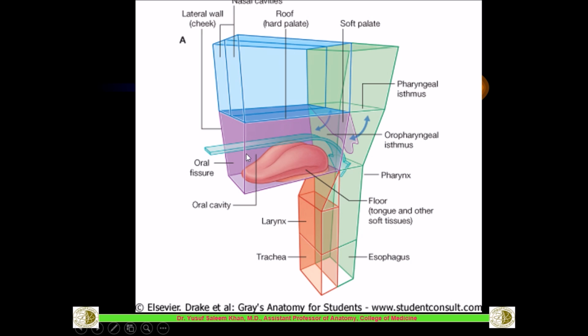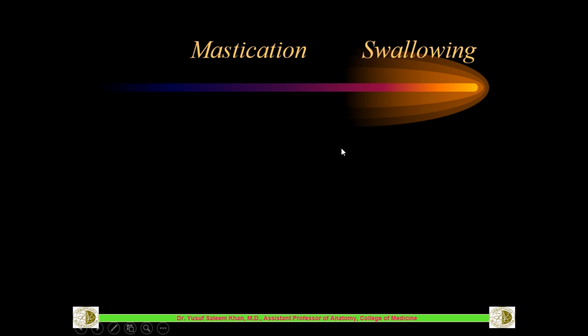This is the oral cavity. This is the oral fissure through which the food particles will enter into the cavity. This is the tongue. This is the tip. This is the body, and this is the root, which is in the pharynx here. There are three different parts of the pharynx. So here this is the oropharynx, which is behind the oral cavity. So this oropharynx and this root will be present in the oropharynx.